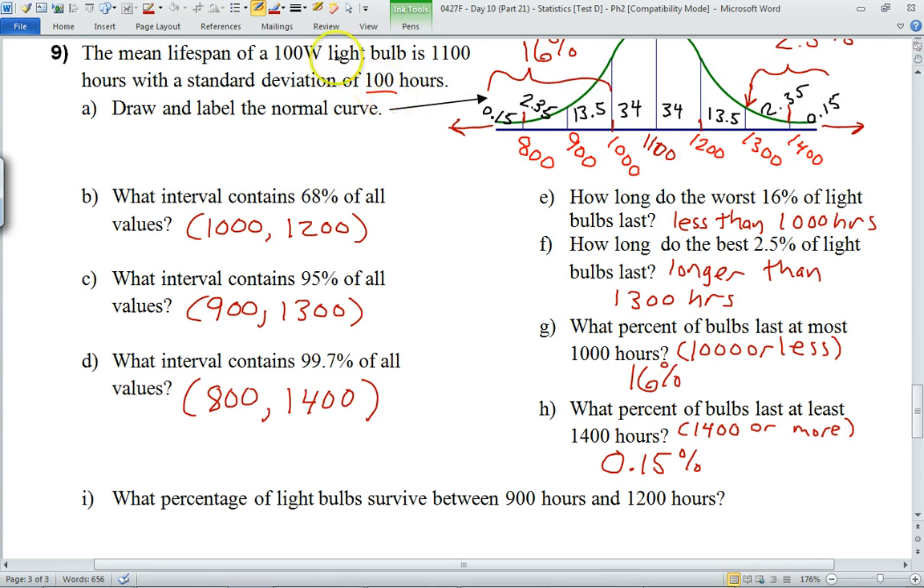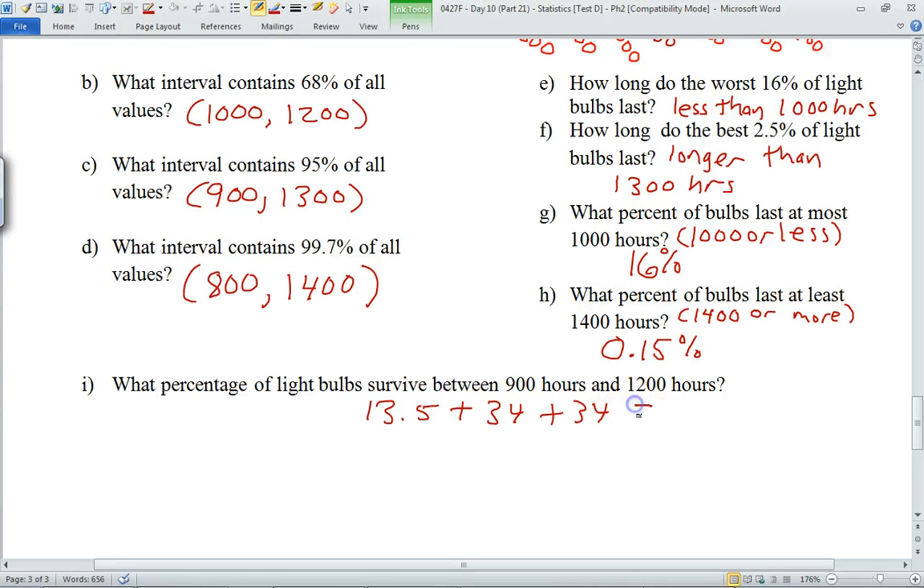Now, what percentage of light bulbs survive between 900 and 1,200 hours? Let's see what we're talking about. Between 900 and 1,200. See these percentages, 34, 34, 13.5. Just add those up and that'll tell you what it is. We're just doing 13.5 plus 34 plus 34. That should give you 81.5%.